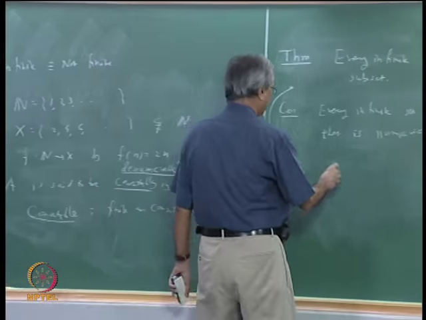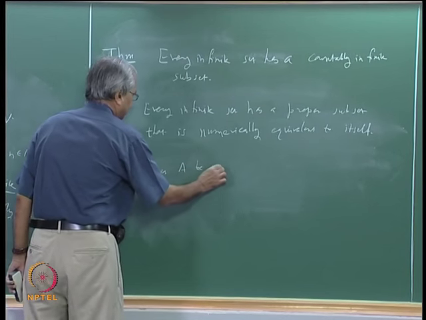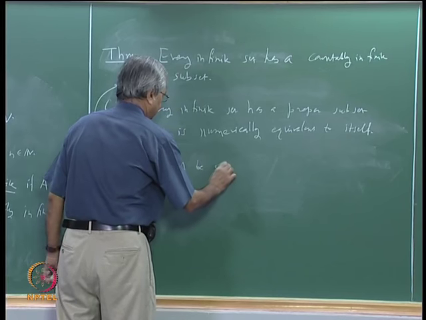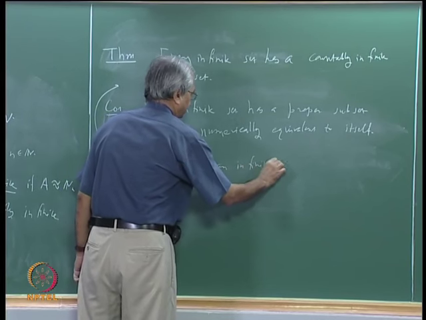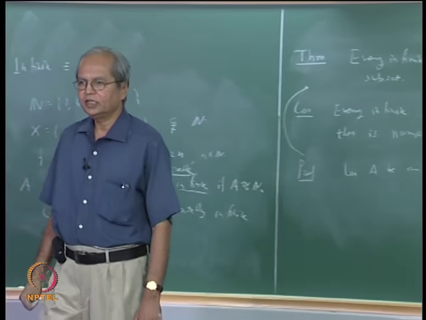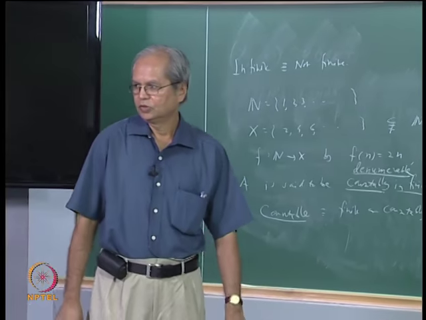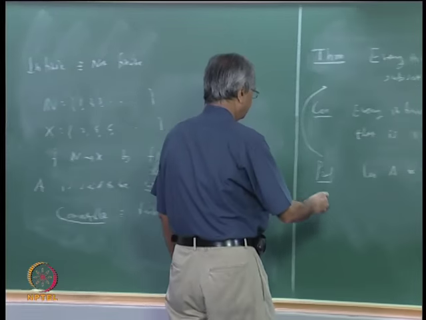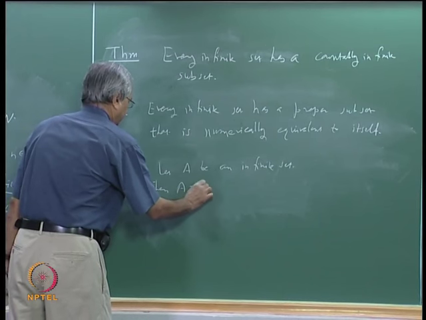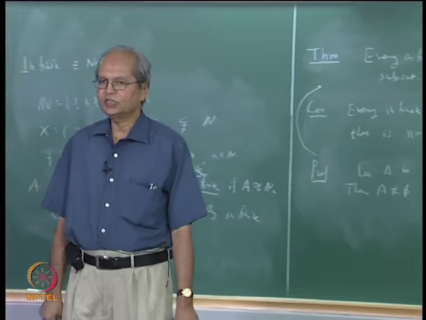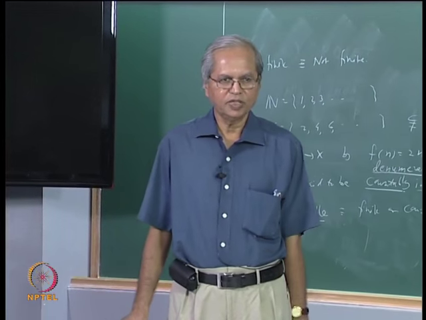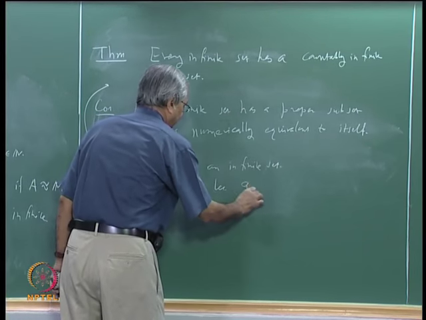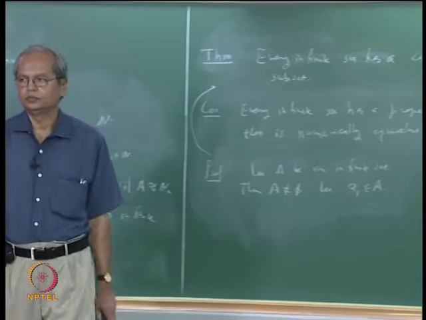Let A be the given set. Let A be an infinite set. We want to show that A contains a countably infinite subset. First of all, can A be empty? It cannot be empty, right? So since A is infinite, A is not empty. And what is the meaning of saying that A is not empty? There exists at least one element. Suppose I call that element A1. Let A1 belong to A.